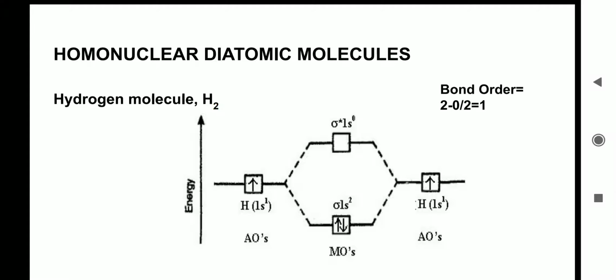What does this 1 mean? It means that there is a single covalent bond between the two hydrogen atoms of the hydrogen molecule. And since the bond order is greater than 0, the hydrogen molecule is stable and it exists. Now let us comment on the magnetic behavior of this molecule. This molecule has both the electrons paired and hence it is diamagnetic in nature.